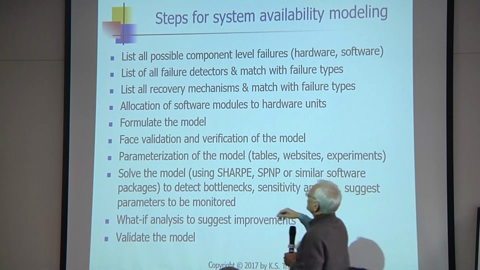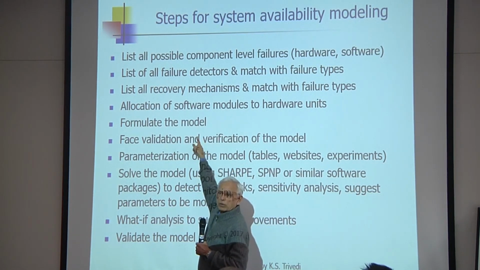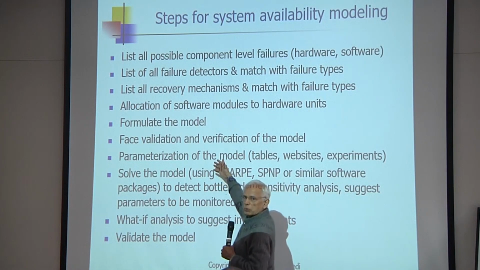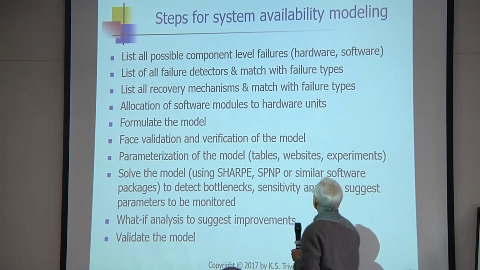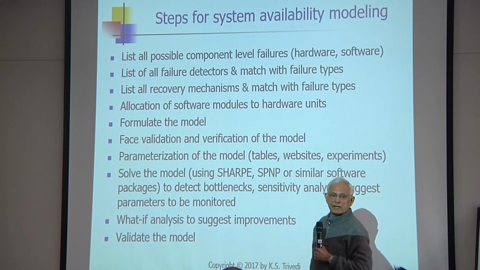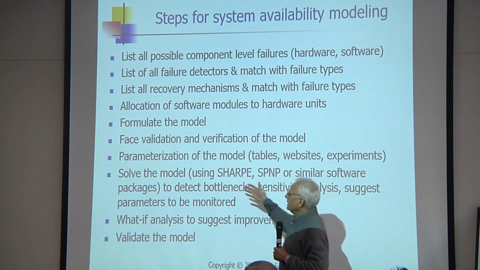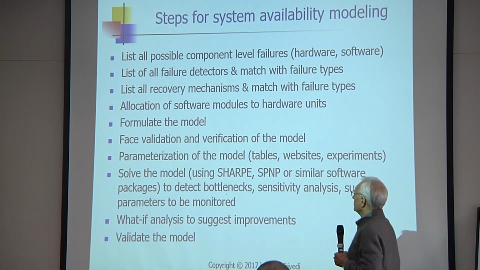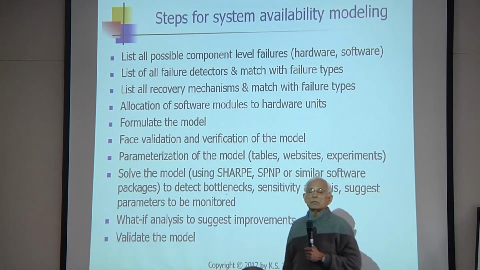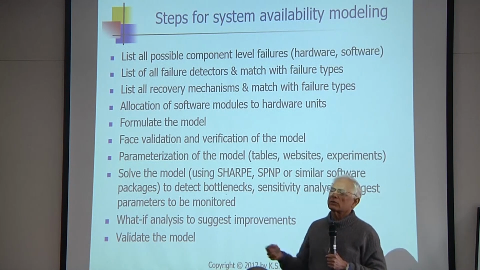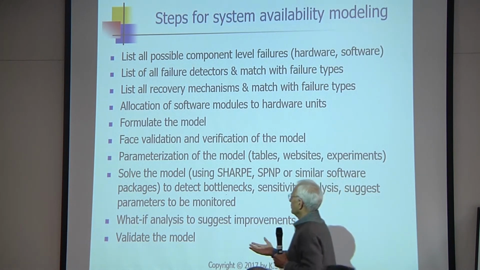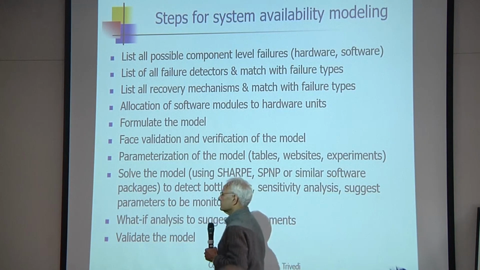And then after all that, after a lot of discussion, you formulate the model. Then there are different ways of validating the model. Then you need input parameters for the models, right? These can come from tables or from websites, and sometimes experiments are necessary. Then you solve the model, and I hope that you use SHARPE or SPNP to solve the model, to detect the bottlenecks, do sensitivity analysis, and so on. Basically, most of the time they say, okay, but the answer is 37 DPM. I want 25. How do I do that, right? So what-if analysis or bottleneck analysis.